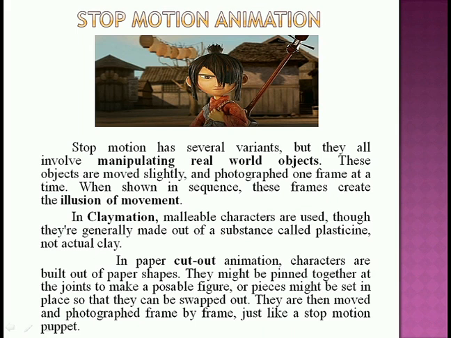In clay motion, the characters which are used are generally made out of a substance called plasticine, which is not an actual clay. In paper cutout animation, characters are built out of paper shapes. They might be pinned together at the joints to make a posable figure, or pieces might be set in place so that they can be swapped out. They are often moved and photographed frame by frame, just like a stop motion puppet.